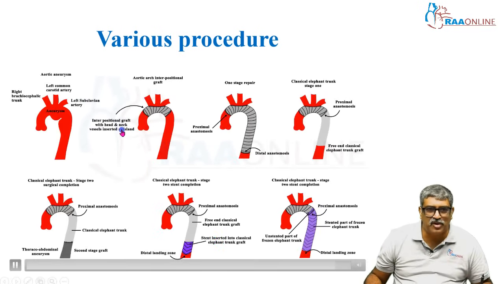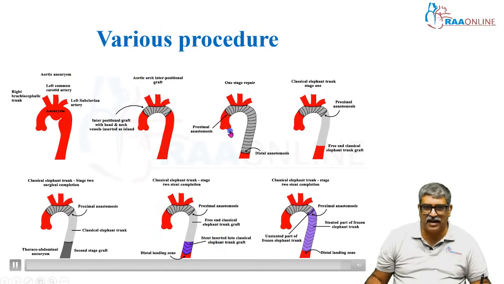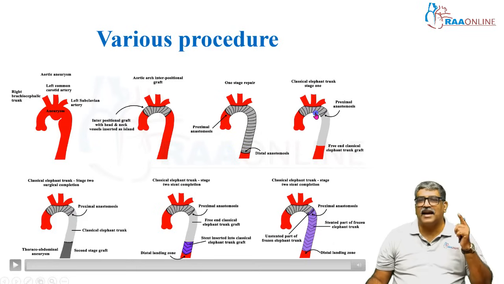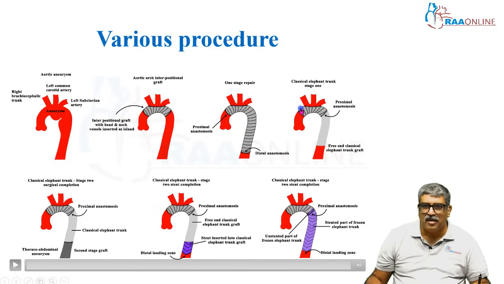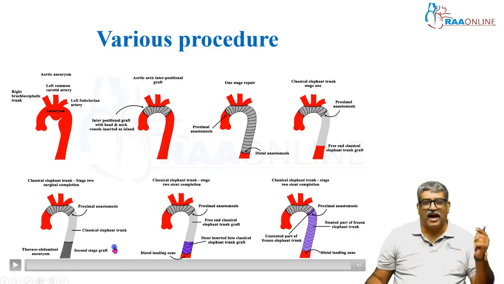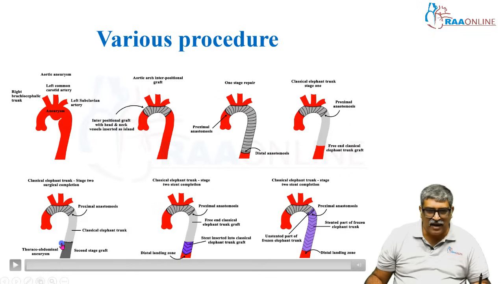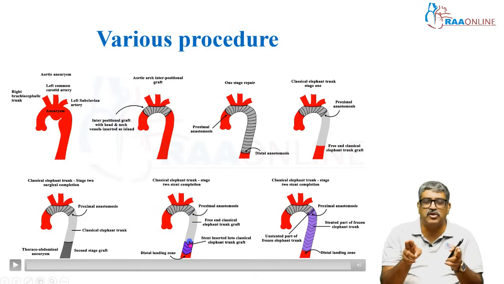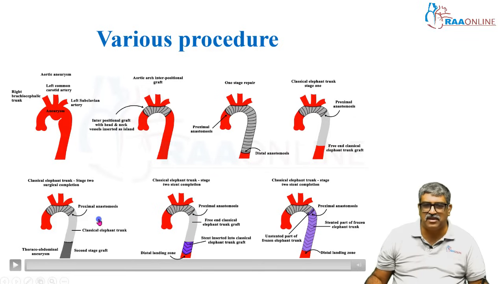So you do an interpositional graft with head and neck vessels inserted as an island, or you do a one stage repair. Insert a large conduit, you have the proximal part, the vessels inserted, and the distal anastomosis. Classical stage 1 is you put a prosthetic graft through surgery and insert an elephant trunk graft, and you have the proximal part and there is a distal free end. At the second stage, you do a surgery and suture the distal end of the elephant trunk, or you insert a stent at the distal end. This is stage 2, either with stent or with surgery.